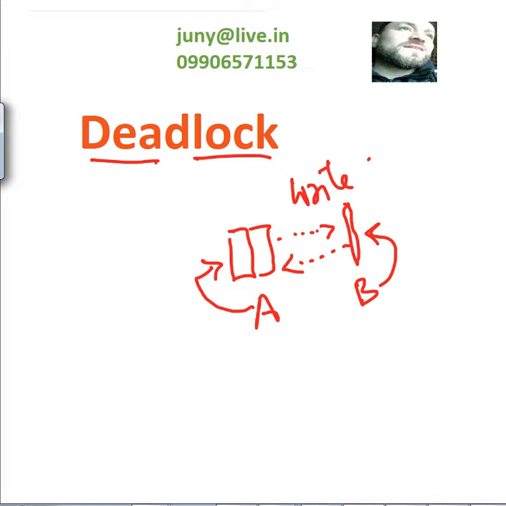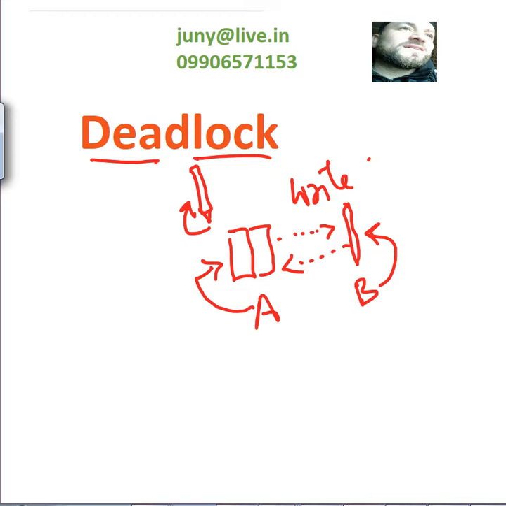So in this situation, A is waiting for the pen, B is waiting for the copy, and A is not leaving the copy, B is not leaving the pen, so they are in a state of deadlock. Now, for example, if there were two pens, in this scenario A can get the pen from this side, and after that it will finish writing because it now gets the pen as well as the copy. Now it can finish and leave the copy, and B can run later on. This is not a deadlock situation.